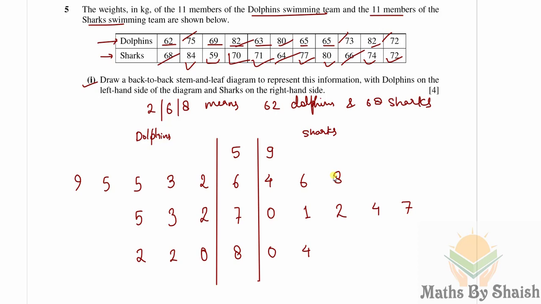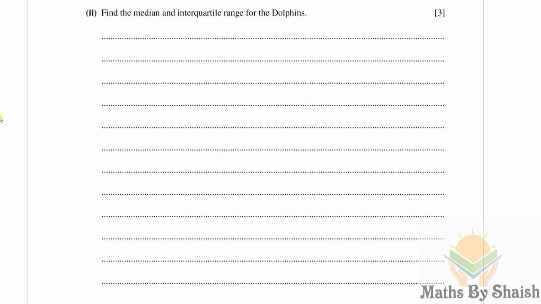Let's do the next question. Here's the second part of this question. Find the median and interquartile range for the dolphins. So only for the dolphins we need to calculate the median. The median we express as Q2 as well, so we need to calculate Q2. For the interquartile range, that is IQR, we need to get the upper quartile, Q3, and the lower quartile, Q1, and subtract them to get the interquartile range.